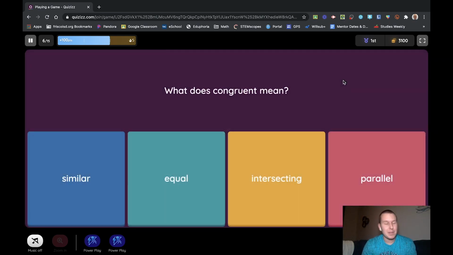All right, question number 6. What does congruent mean? Man, this is easy. Similar, equal, intersecting, parallel. I think all of us know. You're probably all screaming at the screen right now. Equal, equal, equal. Similar is something you'll learn about in middle school.